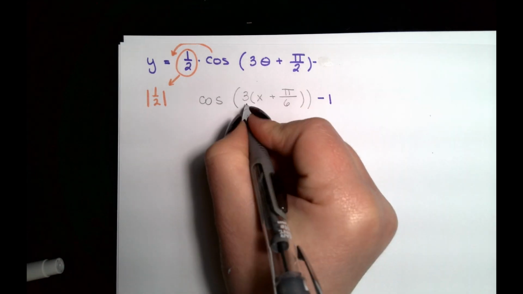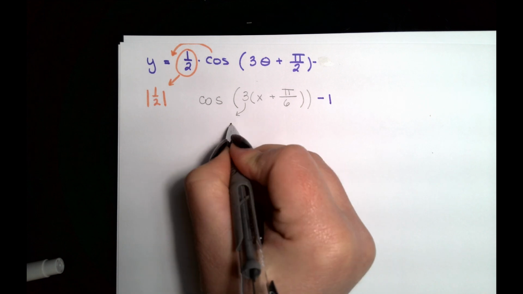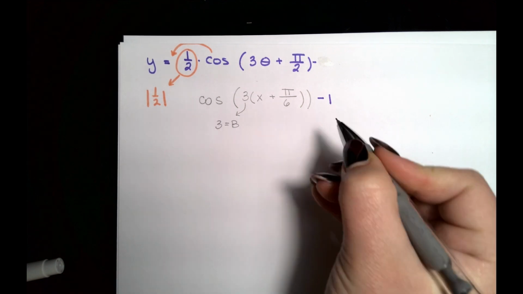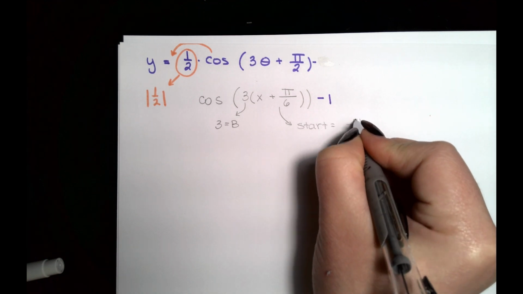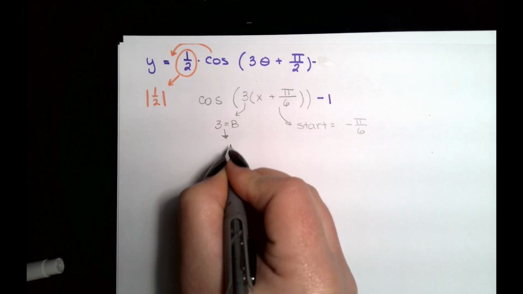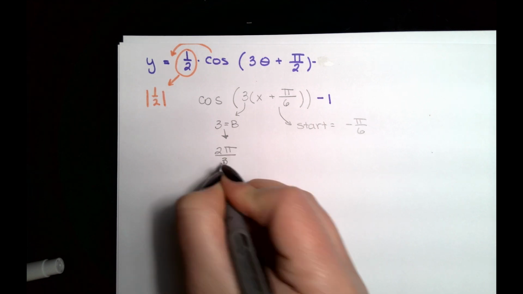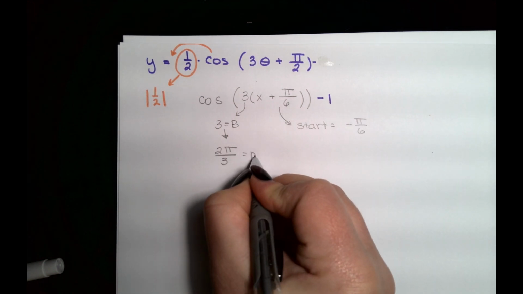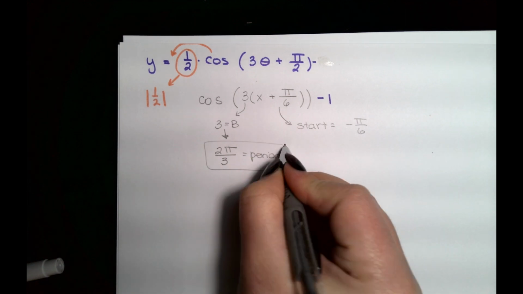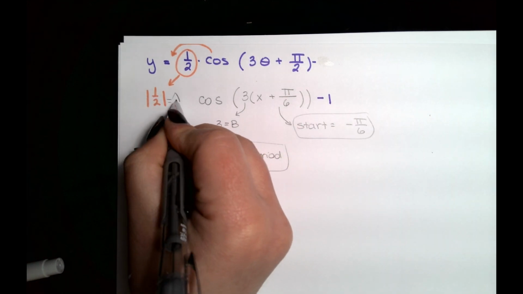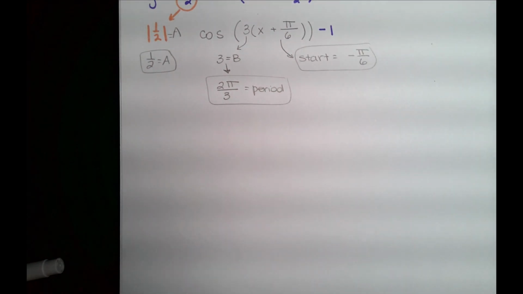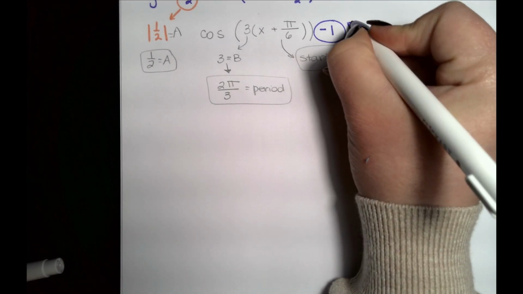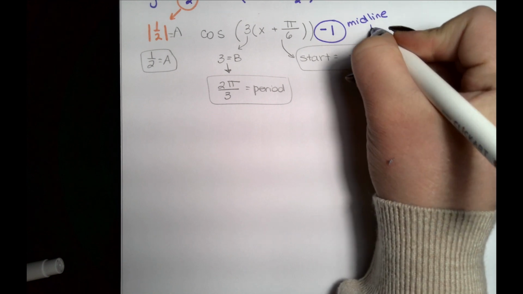Next, we have our B value. Our B value is 3. We have a start value. Our phase shift is going to be at -pi6. B is used for your period. 2 pi divided by B is your period. So these are the values that we have. This is your amplitude. So 1/2 is your A. And, oh, I forgot our midline. This is your K value.